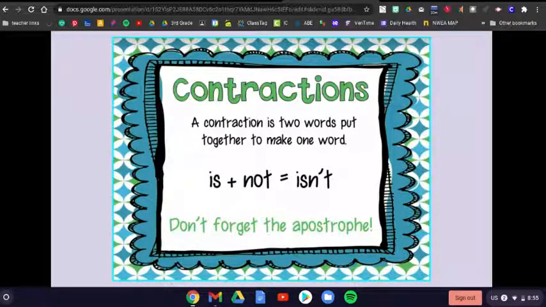Like on the screen, we can make isn't to mean is not. Like he is not at school today. There's nothing wrong with saying he is not at school today, but the way that we speak in our language, we shorten words sometimes. So it's okay to also say he isn't at school today.